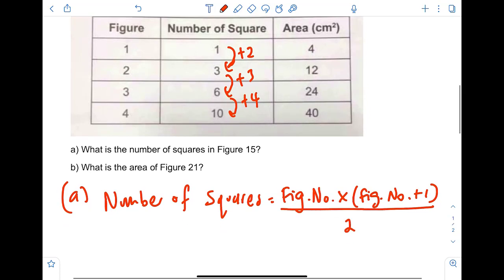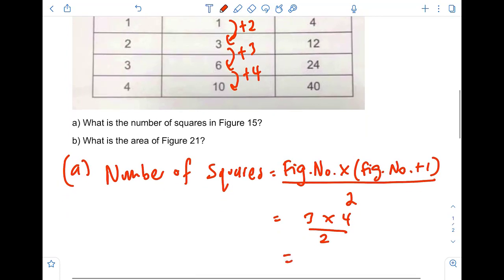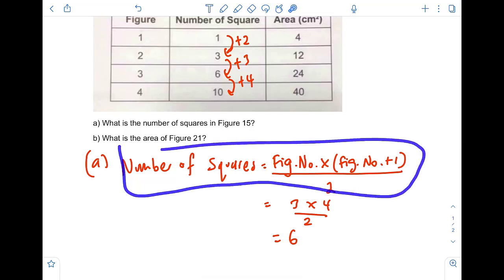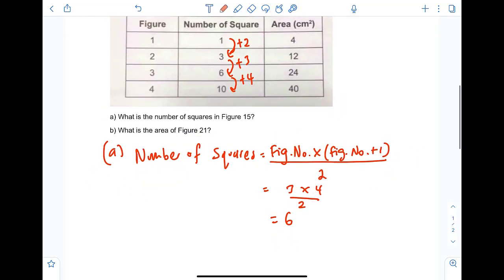Okay, so if you do this, for example, in figure number 3, you will put 3 times 3 plus 1, that is 4, over 2. You will indeed get the number of squares to be 6, which is correct. Same thing for the next one. If your figure number is 4, 4 times 4 plus 1, that's 5. 20 divided by 2, you will get 10. Alright, so again, this is a very useful formula that you can use for such patterns.